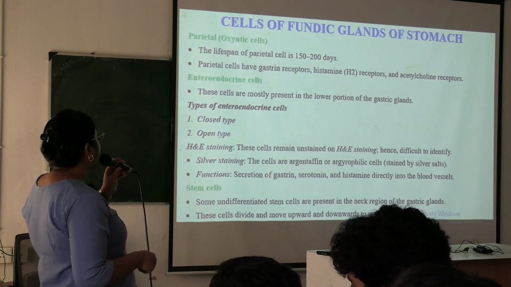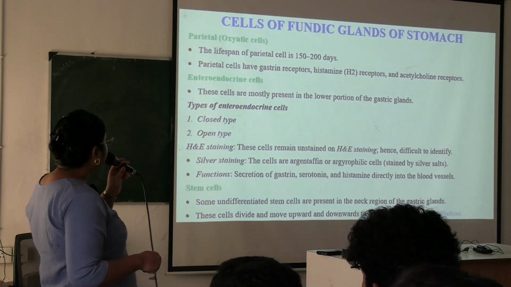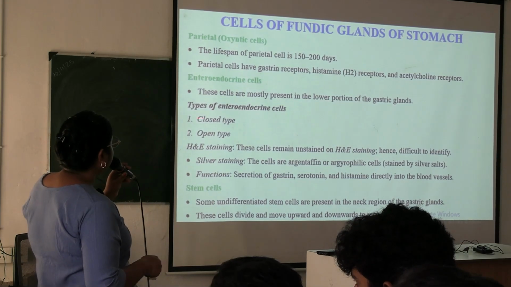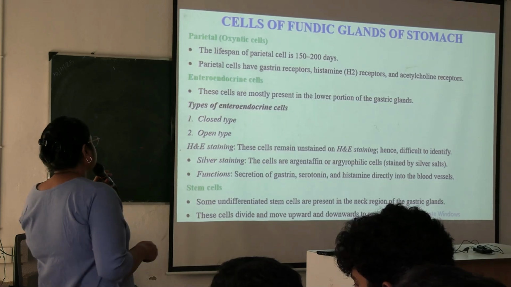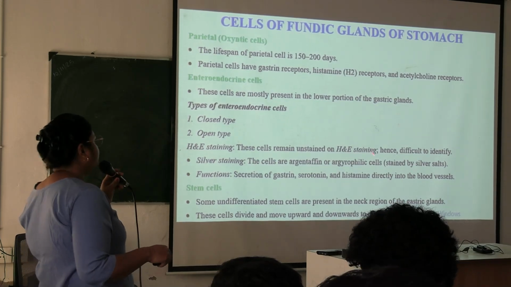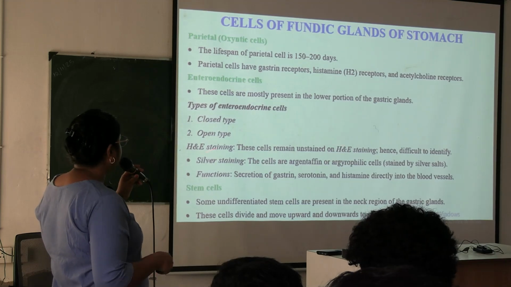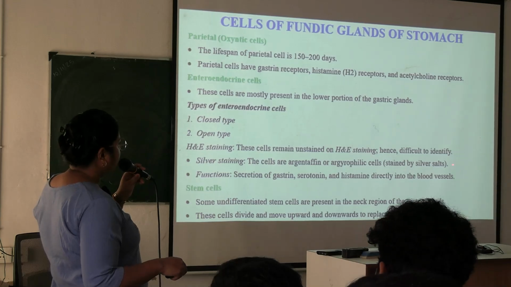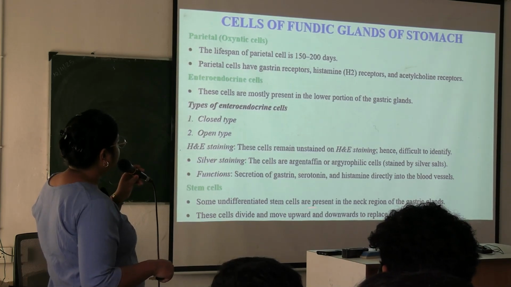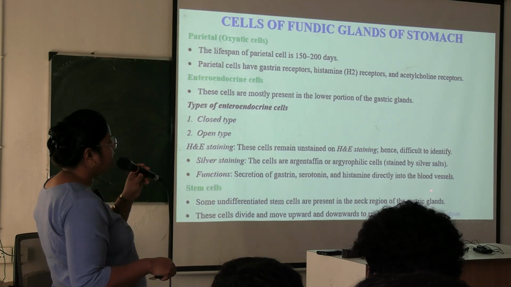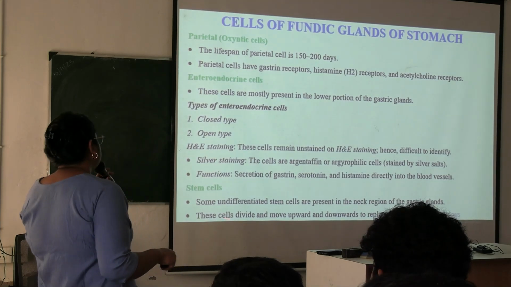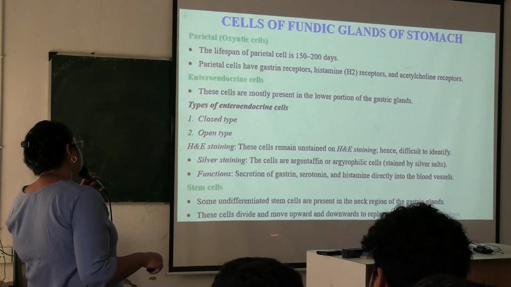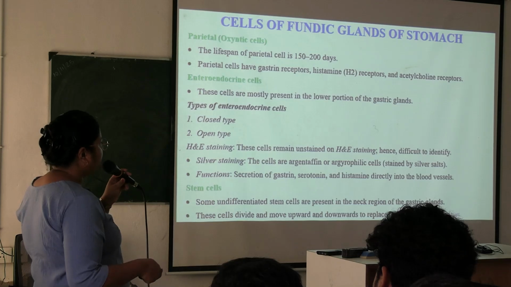Next, there is another cell, the enteroendocrine cell. These cells are mostly present in the lower portion of the gastric glands, and they are of two types: closed type and open type. On HE staining the cells remain unstained, hence they are difficult to identify. On silver staining, the cells are argentaffin or argyrophilic cells, stained by silver salts. Their function is secretion of gastrin, serotonin, and histamine directly into the blood vessels. Some undifferentiated stem cells are present in the neck region of the gastric glands, and these cells divide and move upward and downward to replace the other cells.